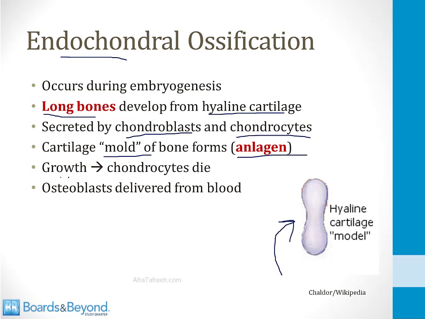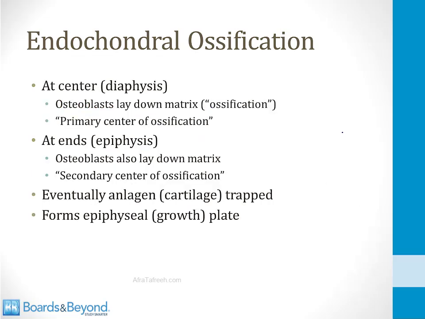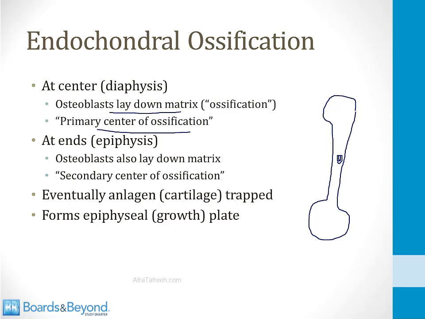As the mold grows, the chondrocytes die, and then osteoblasts come in from the blood, and they will turn this cartilage mold into a bone. The conversion of the cartilage mold into bone starts at two places. For example, if you have a bone that looks something like this, a typical long bone, at the center of the bone you will have what's known as the primary center of ossification. This is where osteoblasts will begin laying down bone matrix.